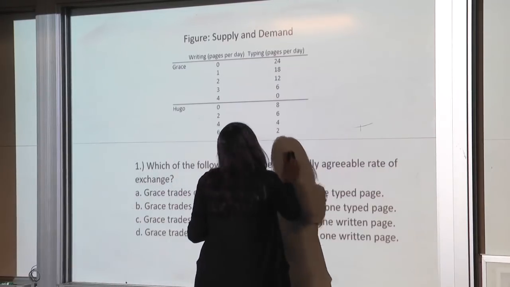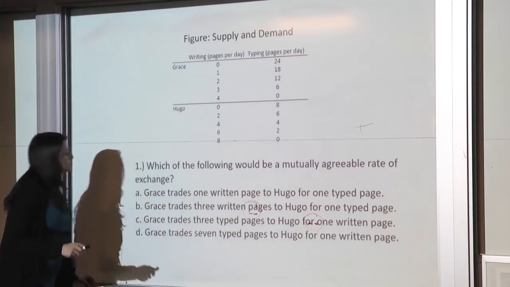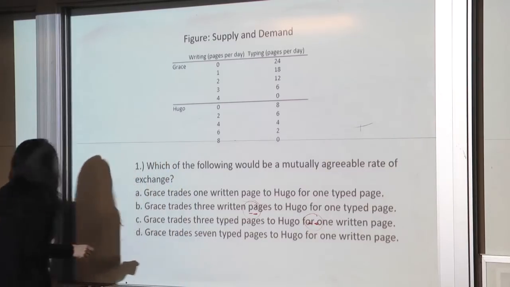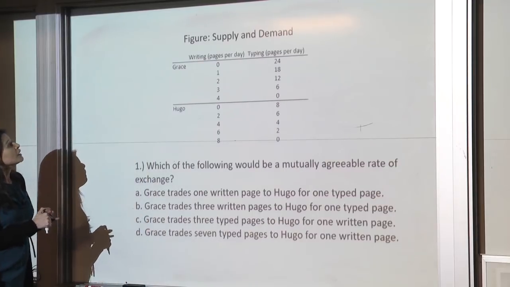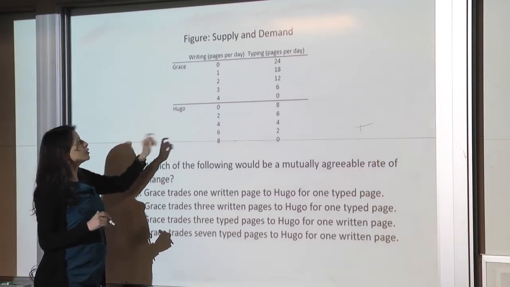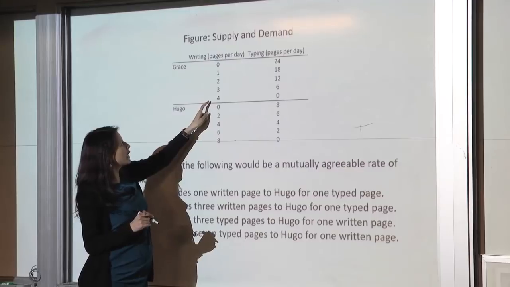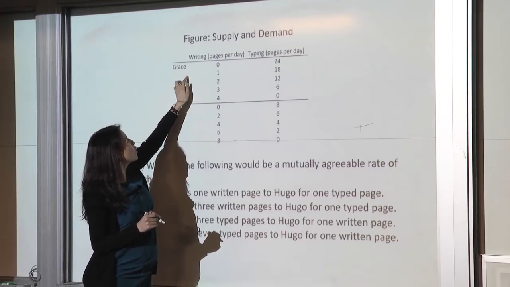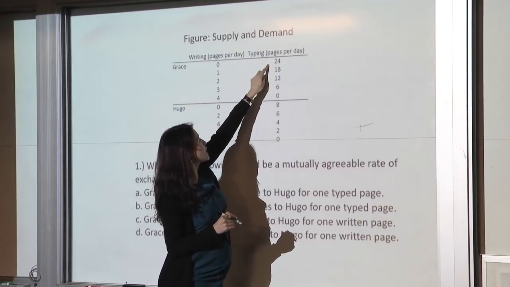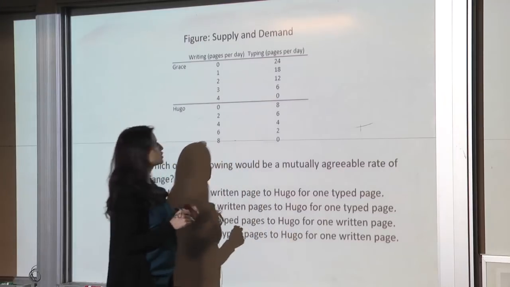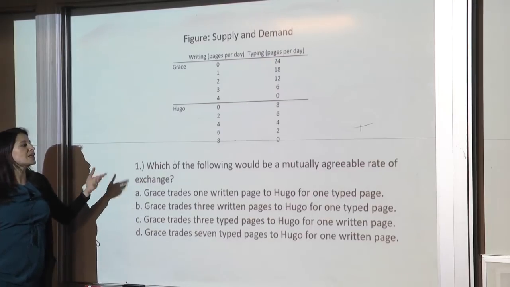Now we're going to talk about opportunity cost and trade. So this question says the following. I have Grace and Hugo, and I have the amount of writing pages that Grace can do or Hugo can do in one day versus the amount of typing pages that Grace can do and Hugo can do in one day. So the question here is, which of the following will be a mutually agreeable rate of exchange?